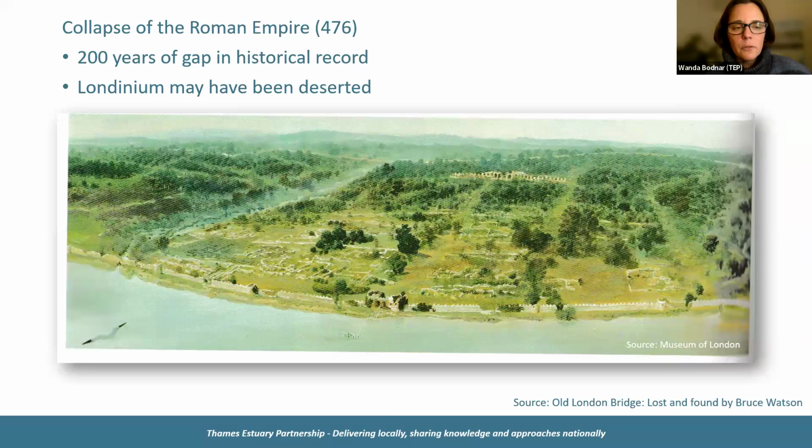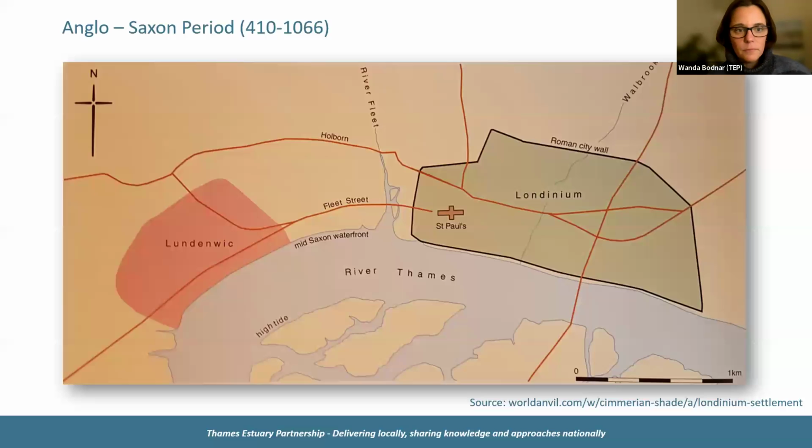Following the collapse of the Roman Empire, there is a 200 years gap in historical records. It is assumed that Londinium may have been completely deserted. Then the Anglo-Saxons appeared, who were a cultural group who migrated over from mainland Europe, and they established Lundenwic west of Londinium. Later on, Viking raids drove the inhabitants back behind the safe walls of Londinium, and Lundenwic became known as Oldwick or Oldwich as we know it today, which means the old town.